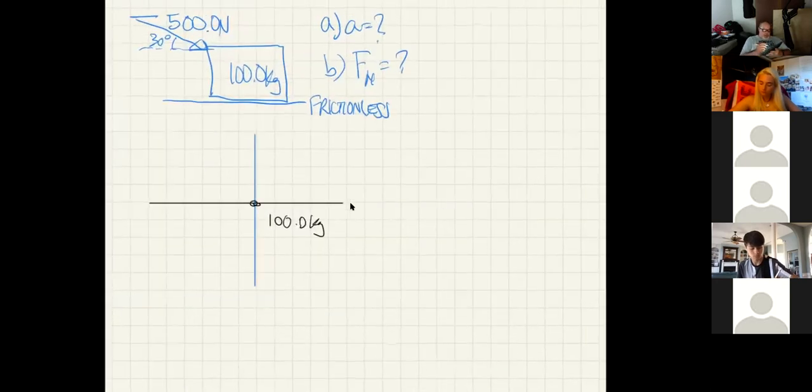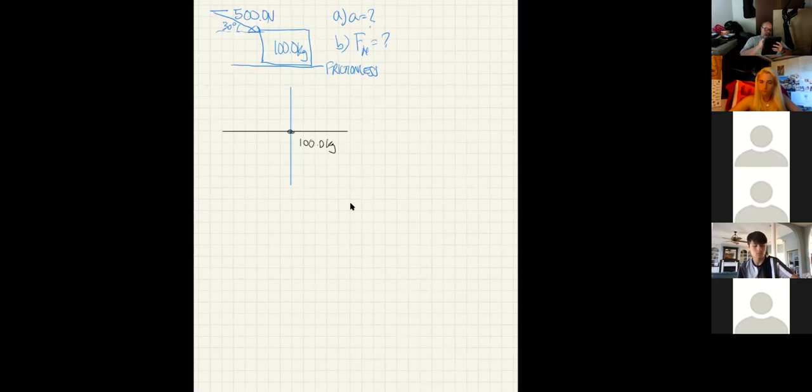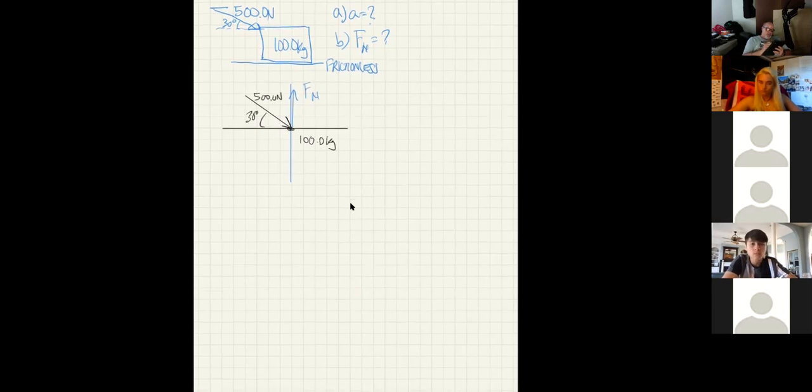Now the forces acting on this, the force acting on this is this force right here. And this is 30 degrees, which I'll assume is 30.0. And this is 500 newtons. We also have another force acting on it. This one's acting in the positive direction. So I'm going to draw the component this way, upwards. And that's called my normal force. Then I have a weight acting in the negative direction. I forgot it doesn't like arrows.